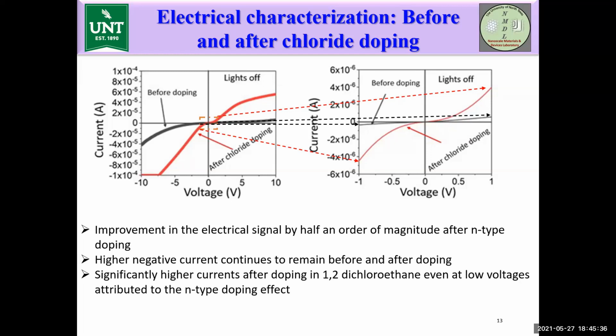Also another thing you see is there's significantly higher currents after doping by 1,2-dichloroethane, even at lower voltages, which you can see on the graphs on the right, which is attributed to the N-type doping effect for the already N-type MoS2, inherent N-type MoS2.